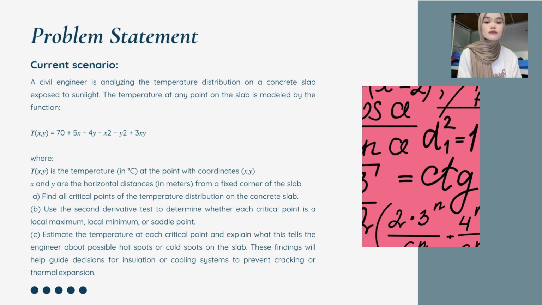For part A, we need to find all the critical points of the temperature distribution on the concrete slab. Meanwhile, for part B, we need to use the second derivative test in order to determine whether each critical point is a local maximum, local minimum, or a saddle point. And for the third one, we need to estimate the temperature at each critical point and explain what this tells the engineer about possible hot spots or cool spots on the slab. This finding will help guide decisions for insulation or cooling systems to prevent cracking or thermal expansion.